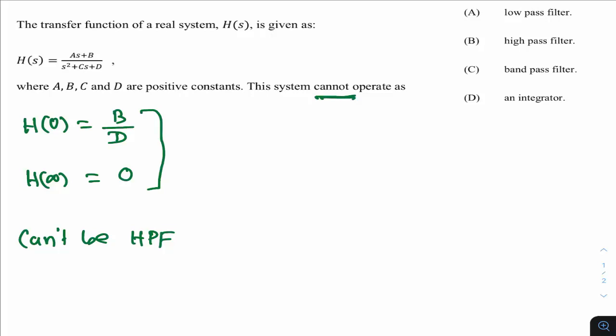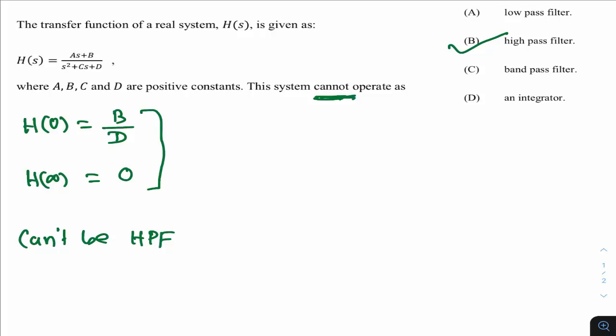So as far as the question is concerned, this system cannot operate as a high pass filter. It will never be a high pass filter, because at high frequency the gain is 0, but in a high pass filter the gain should be high, which is not happening. So this is not a high pass filter.